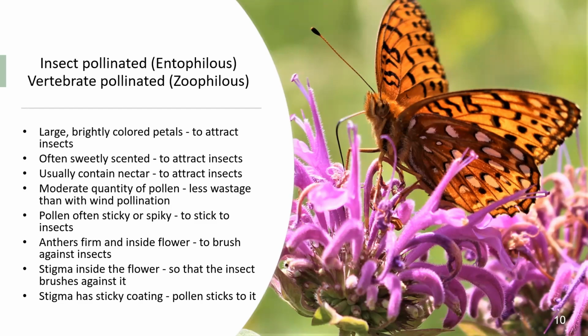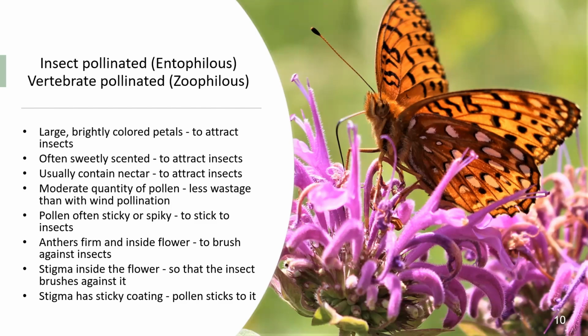And then they usually contain some kind of nectar, and that is what the insect pollinator is looking for, is a drink of this nectar. That's their food. And then also pollen is food for some, bees collect pollen for food. And so that's why the insects are going to the flowers. It has a moderate quantity of pollen. There's less wastage than with wind pollination.